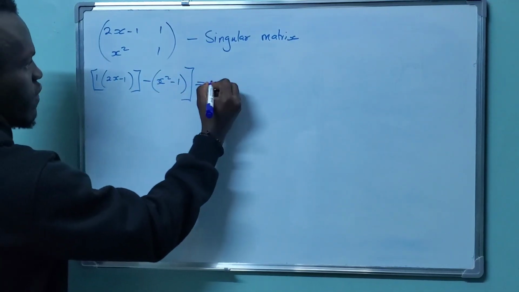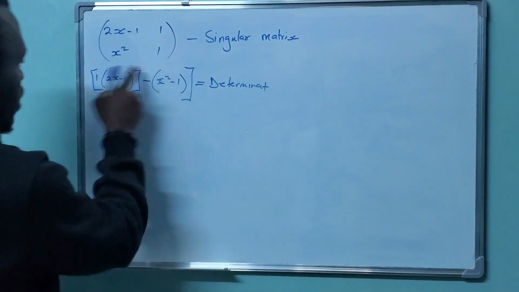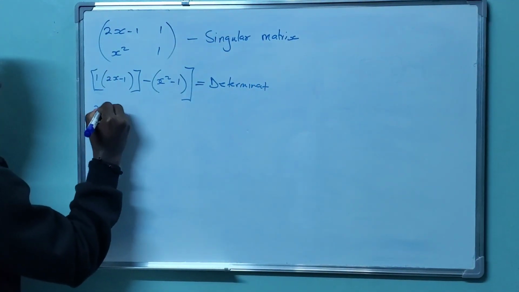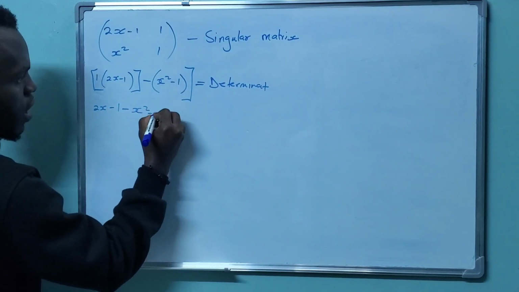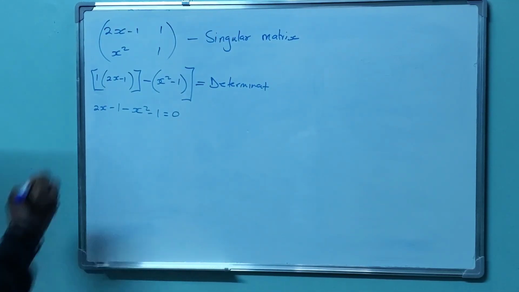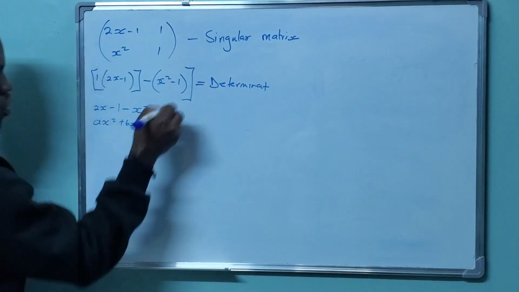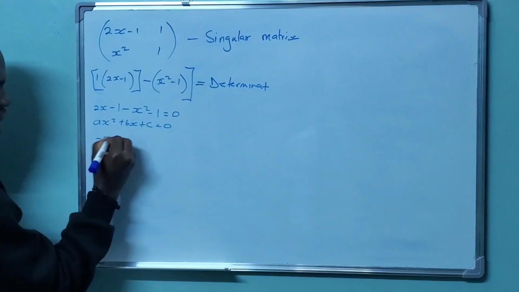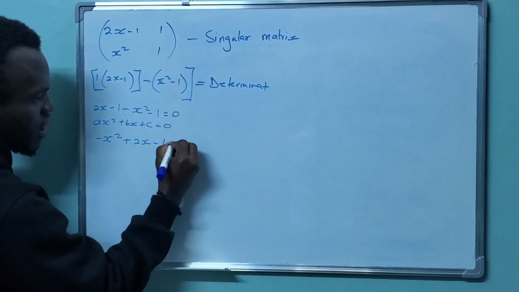Then this one is going to give us the what? The determinant. So let us multiply that. I'm going to have there 2x minus 1 minus x squared minus 1 equals 0. Remember we said that the determinant of a singular matrix is 0. That one is a quadratic equation. Let us arrange it in the form ax squared plus bx plus c equals 0. So I'm going to begin with negative x squared, then plus 2x minus 1 equals 0.